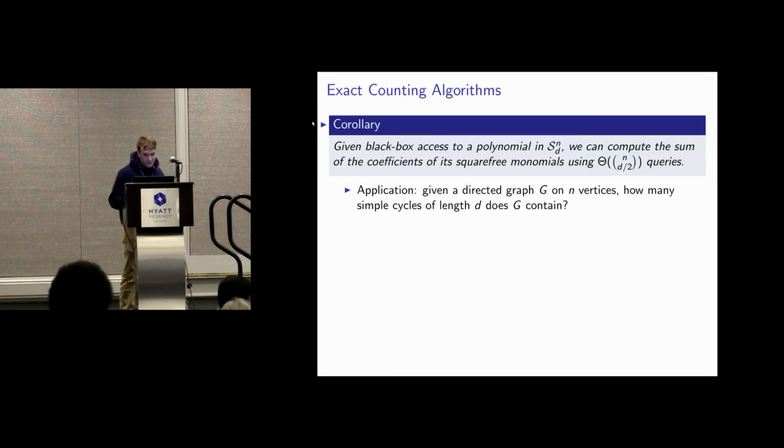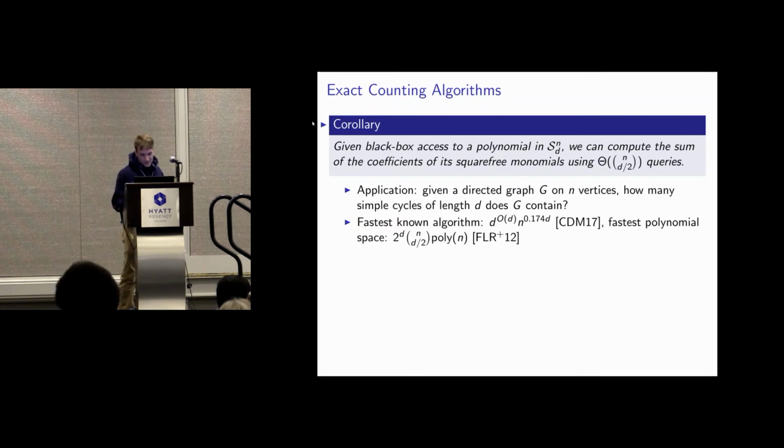So now a real algorithmic application. Say we have a graph G on n vertices, and we'd like to count exactly the number of simple cycles of length d in the graph. So closed walks where no vertex is repeated twice. Now, the fastest known algorithm I'm aware of runs in time d to the big O of d times n to the 0.174 d. And the fastest polynomial space algorithm I'm aware of runs in time 2 to the d times n choose d over 2 poly n.